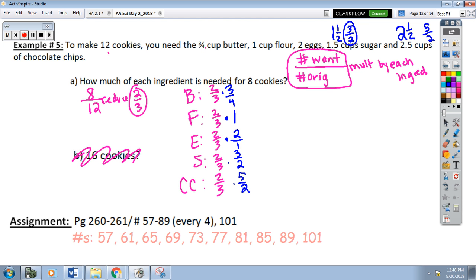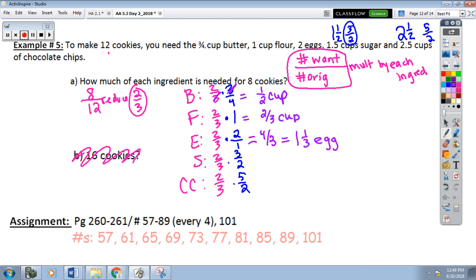And then you just multiply. It's like a big long multiple questions in one. So we're going to get, and you could cross reduce this, right? The 3's will cross out to get me 2/4, which is 1/2. So I need 1/2 cup of butter. Flour, I'm going to need 2/3 cup. 2/3 times 1 is just 2/3. For eggs, I'm going to get 4/3, which is 1 1/3 egg.